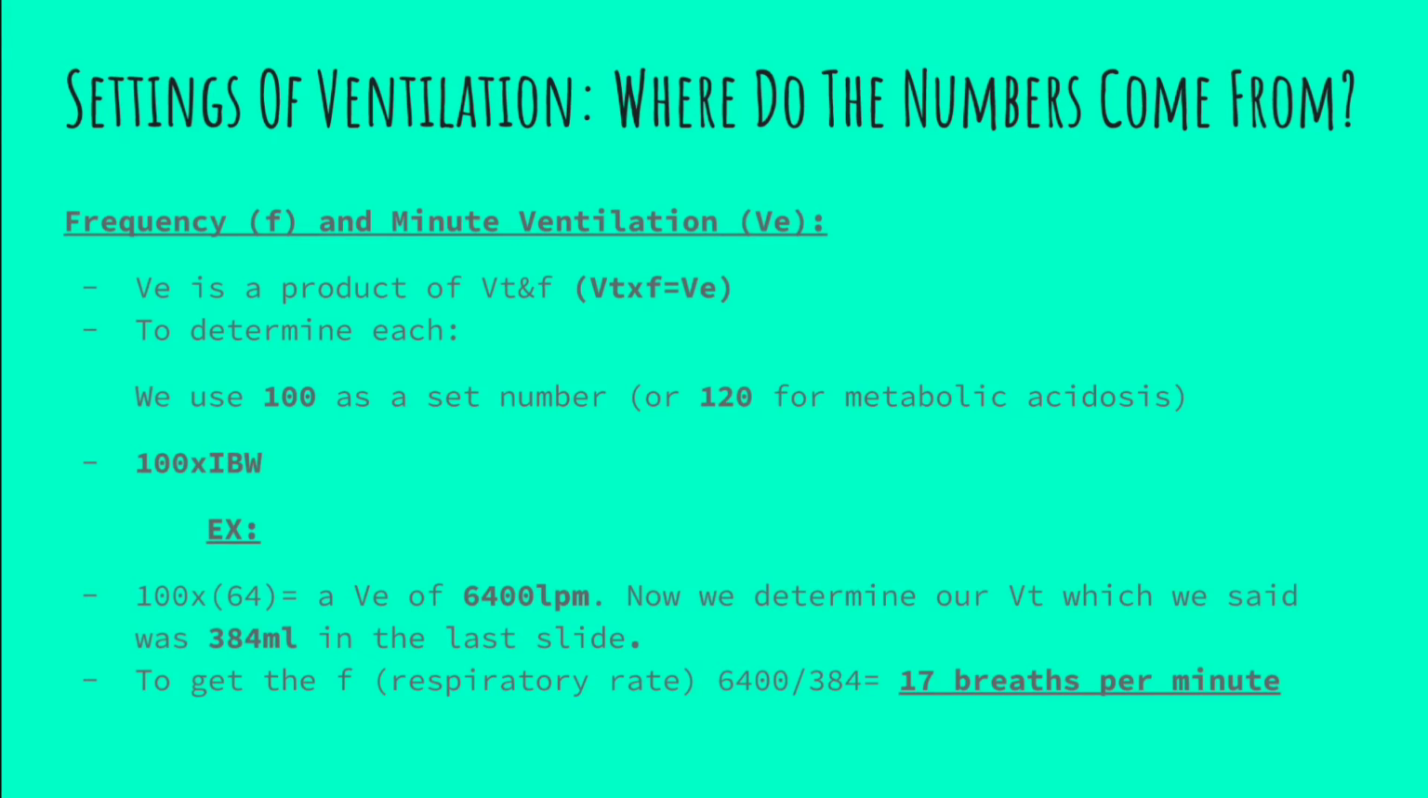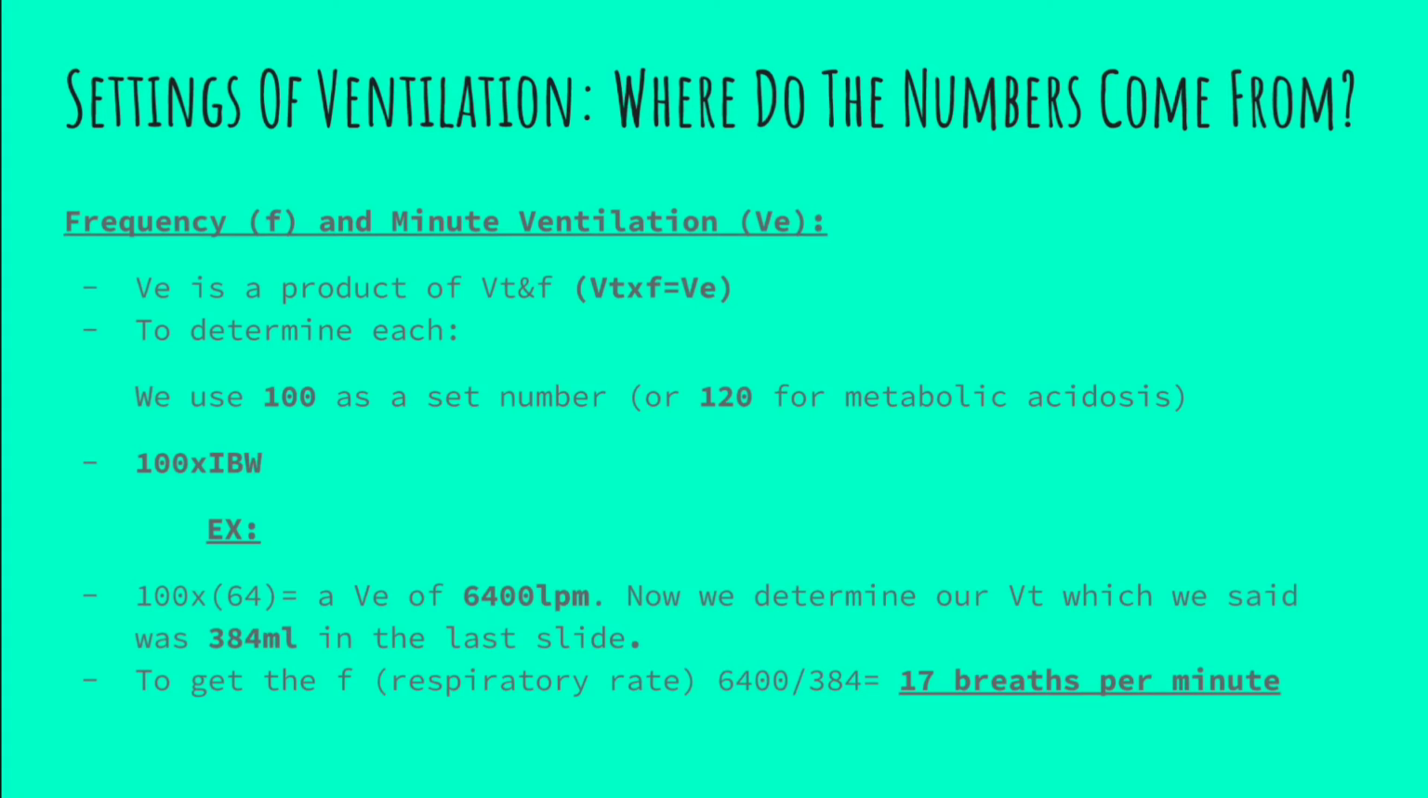So the next thing that we need to figure out is the patient's respiratory rate and the minute volume. What's really important to understand is that the minute volume is a product of your tidal volume and your frequency, or your respiratory rate. So how you come up with your minute ventilation, your minute volume, is you take your tidal volume and multiply it by your respiratory rate. But how are we going to come up with what our patient really needs?